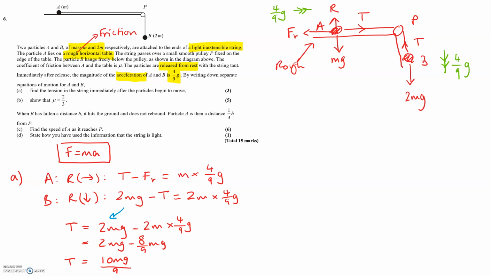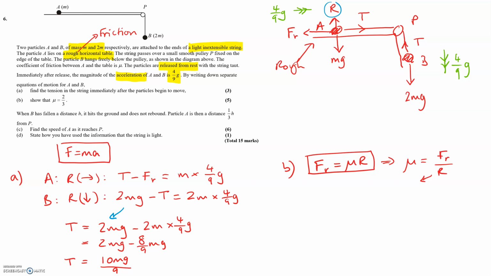In part B, it says show that mu is 2/3. Now the thing that I know is connecting all of this with mu is this equation, which is F equals mu R. So that's going to be our equation that we need to use for this. Now, from that, in order to find mu, I need to do the friction divided by R, the reaction force. So I probably want to find out what the reaction force is first, because it's a little bit easier. The reaction force is this force up here.